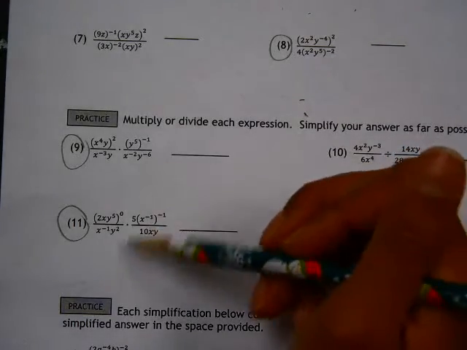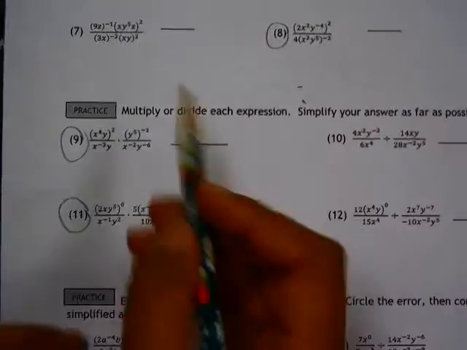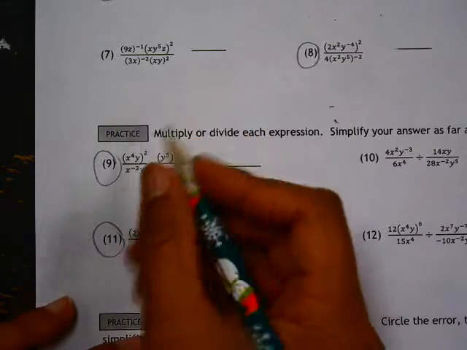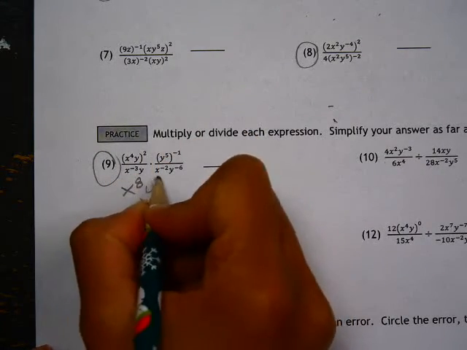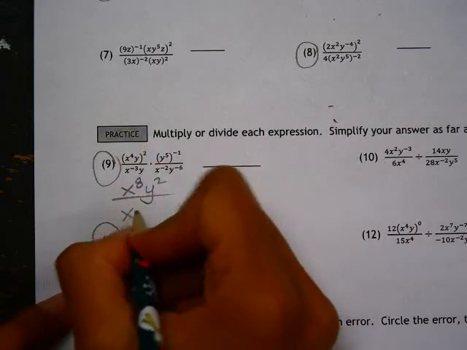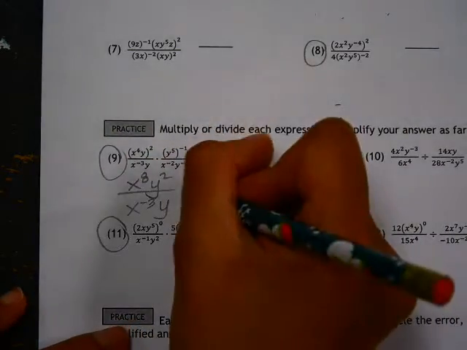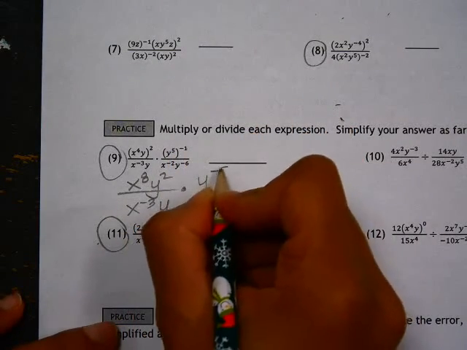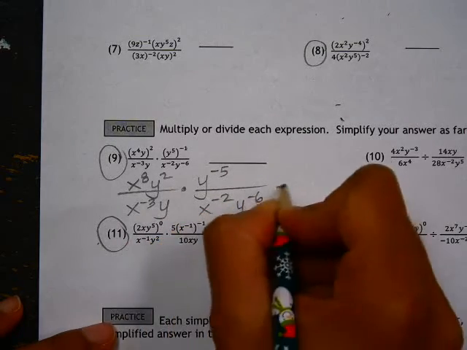Here we'll do 9 and 11, which are multiplying and dividing expressions using exponent properties. So in this first one, we have x to the 8th, 4 times 2, y squared, and then x to the negative 3rd y, times y to the 5th to the negative 1 becomes y to the negative 5th, and then we have x to the negative 2, y to the negative 6.